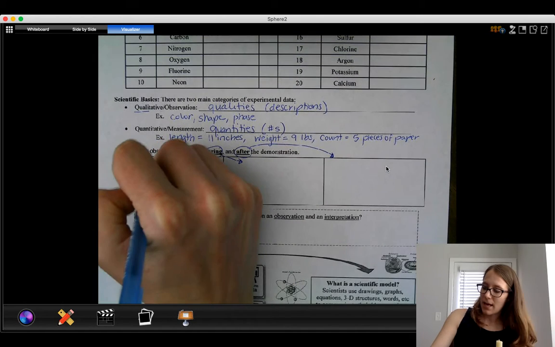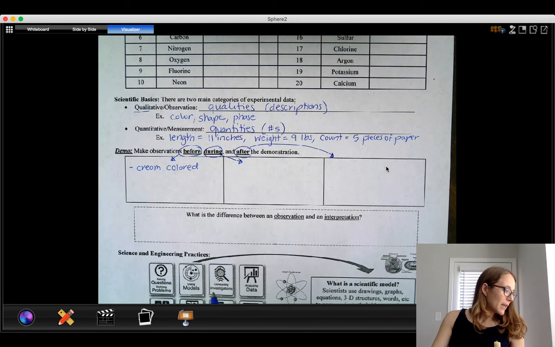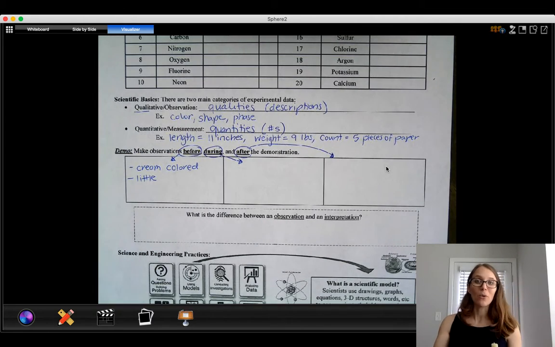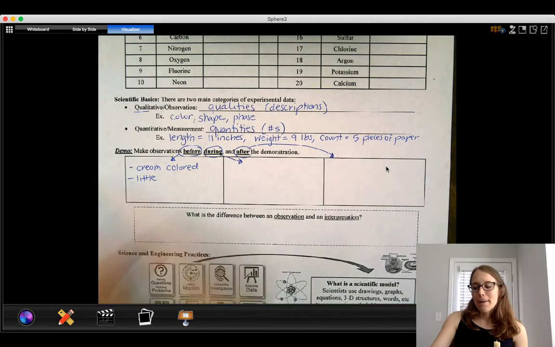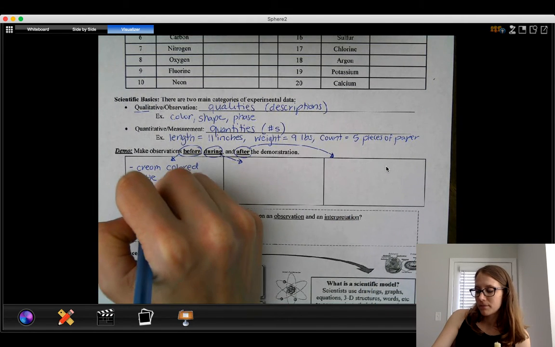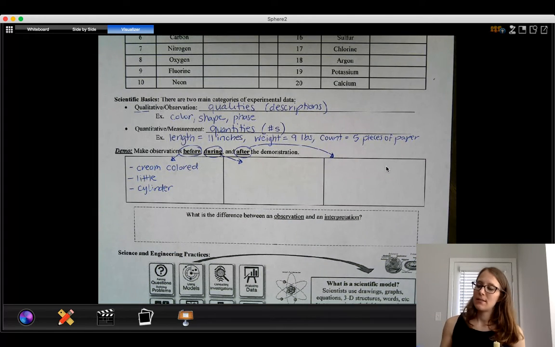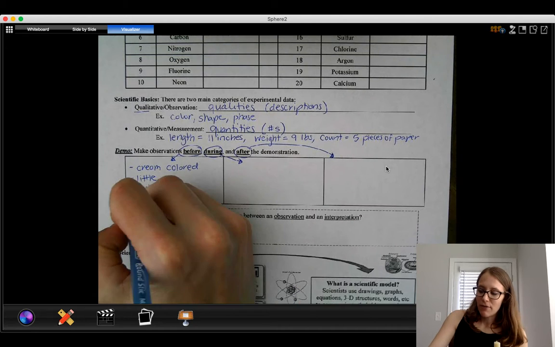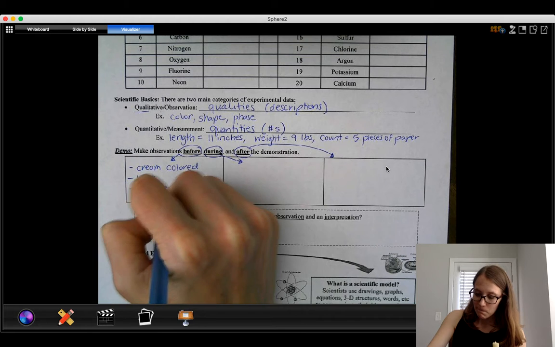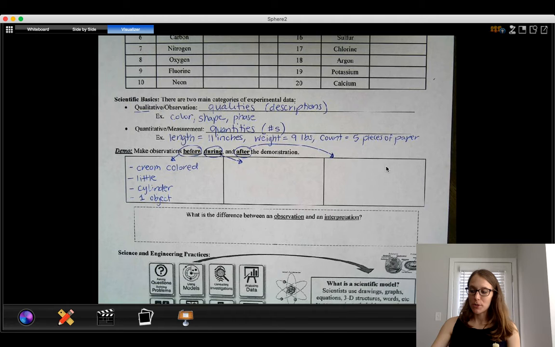Somebody last year described the color as cream colored. Somebody else said they thought the size was little. Somebody else said if we had a ruler, we could measure the height. Somebody said the shape was a cylinder. Okay, so all of those are qualitative, describing the qualities. And then I asked, well, what about something that's quantitative? And somebody said there was one, right? So one object. Okay, so those are examples of qualitative and quantitative descriptions.